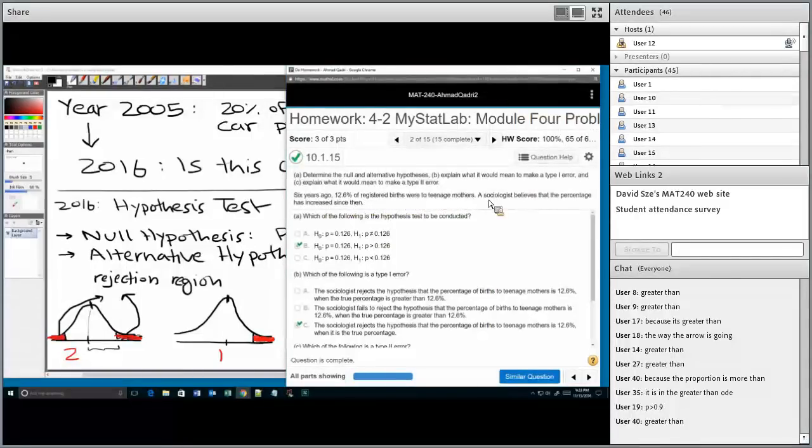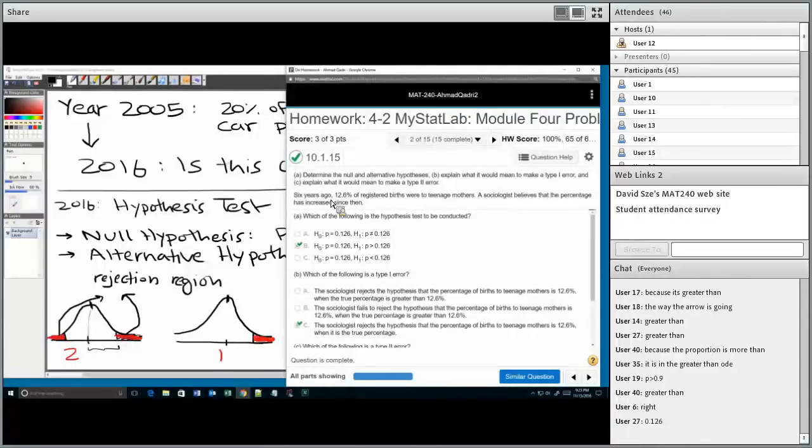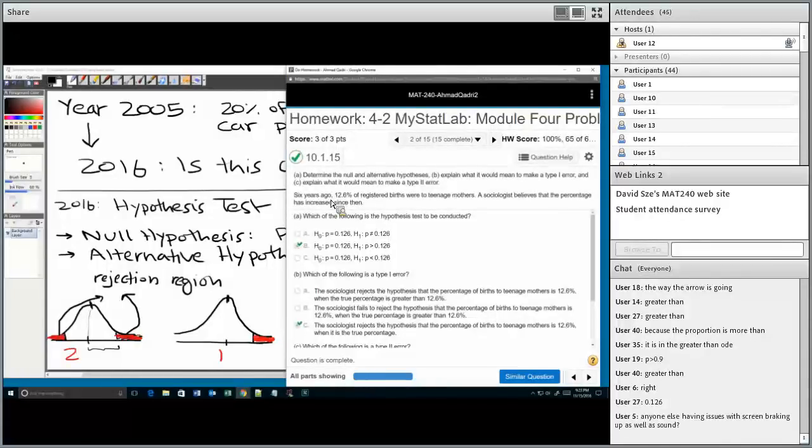So 6 years ago, 12.6% of registered births were to teenage mothers, and sociologists believe that the percentage has increased since then. So 6 years ago, this was the finding, but today there's a sociologist that believes the percentage has increased. My question to you is, first of all, what is the parameter that we're testing here? Yes, but what kind of a parameter are we testing? Are we testing the population proportion or are we testing population mean?